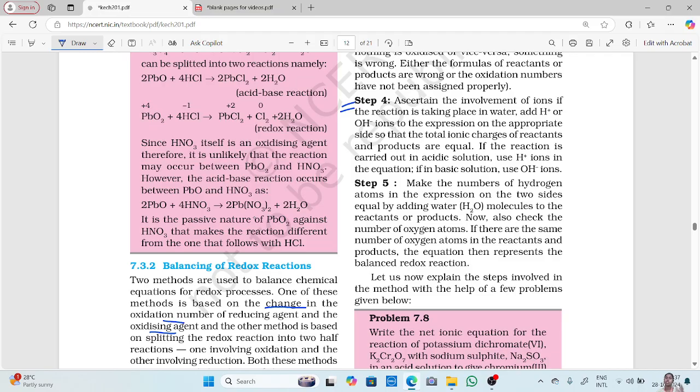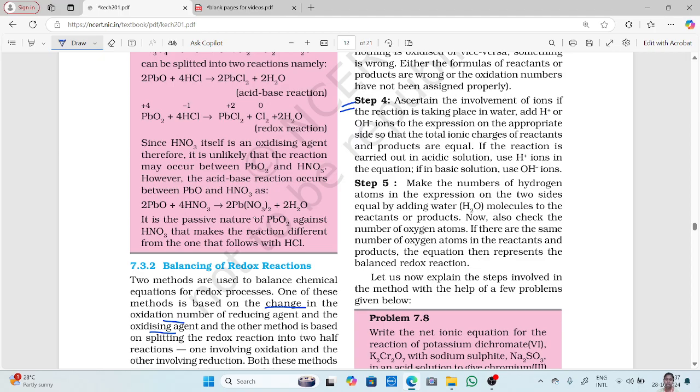So in that process, you have to place the hydrogen and OH- ions appropriately on the side where they are required. If hydrogen is on the reactant side, then you have to place it on the reactant side. If it is on the product side, you have to place it on the product side, so that the total ionic charge of the reactants and the products are equal.